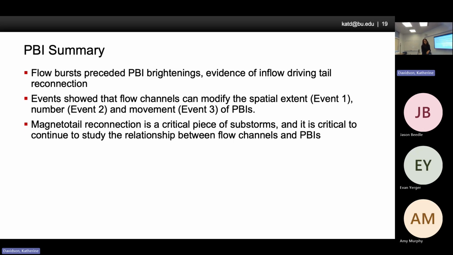And so that is to say that the magnetotail reconnection that is associated with the PBIs is a critical piece of the substorms. So we do need to continue to study the relationship between these flow channels and the PBIs, which show a clear correlation or a clear relationship between the two.